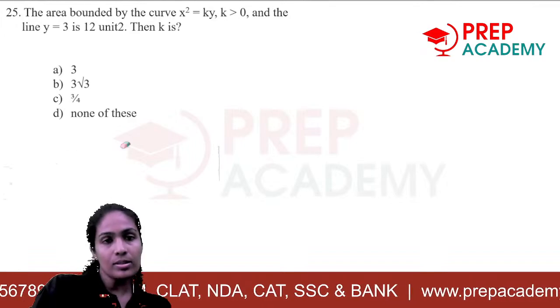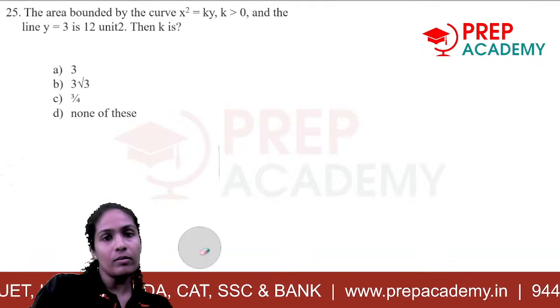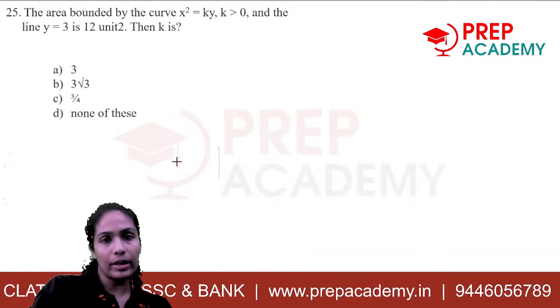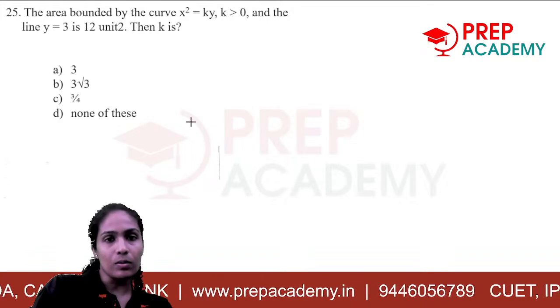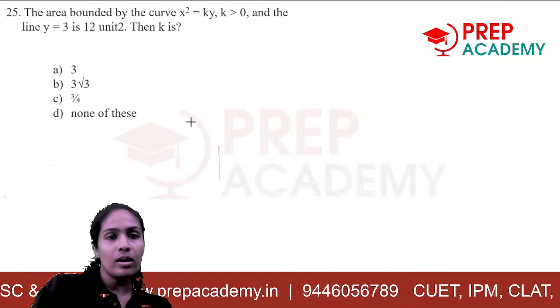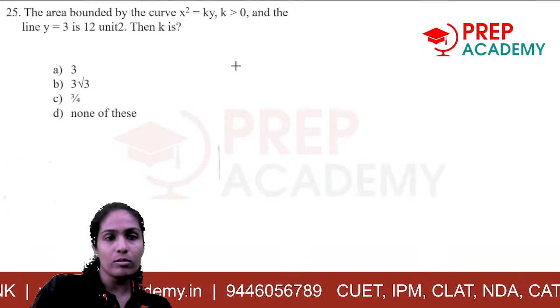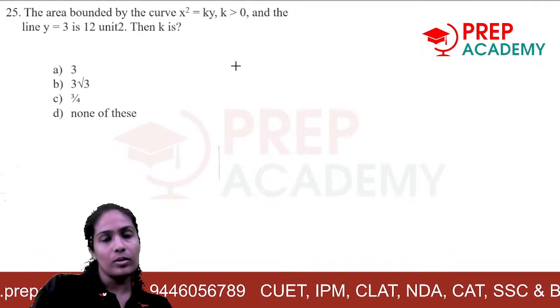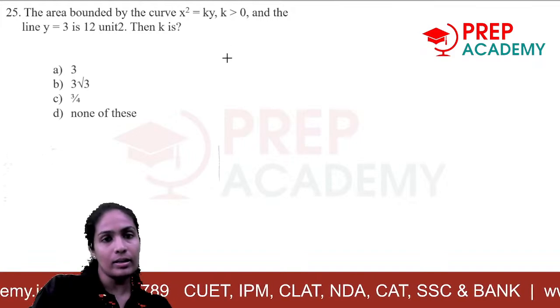The next question is: the area bounded by the curve x square equal to ky, k greater than 0, and the line y equal to 3 is 12 square units, then k is?